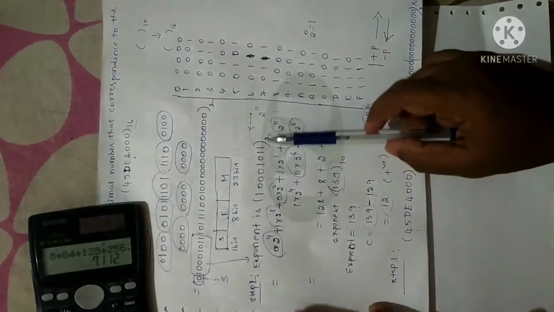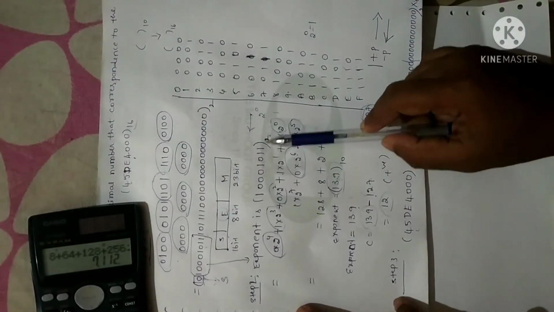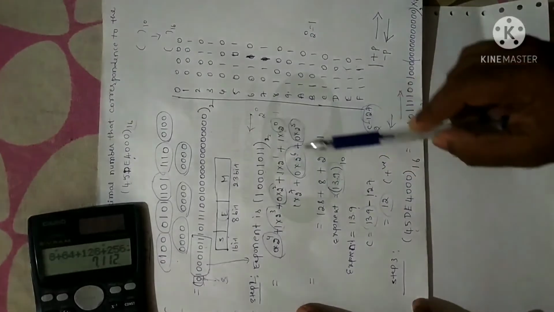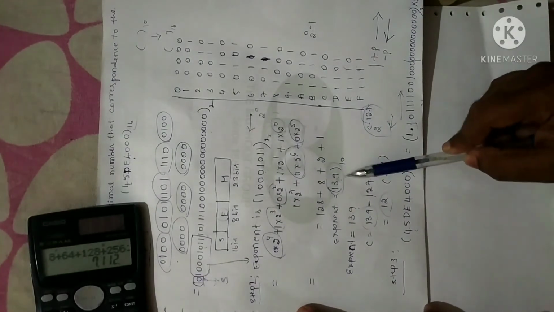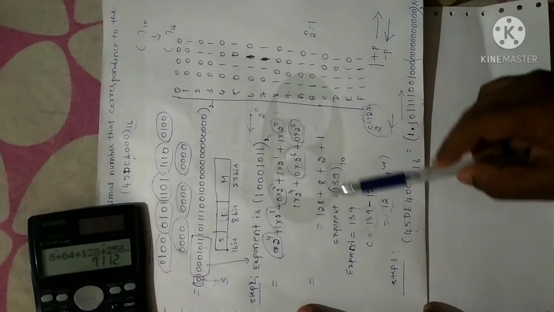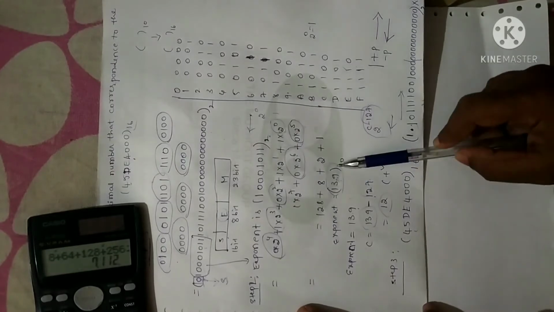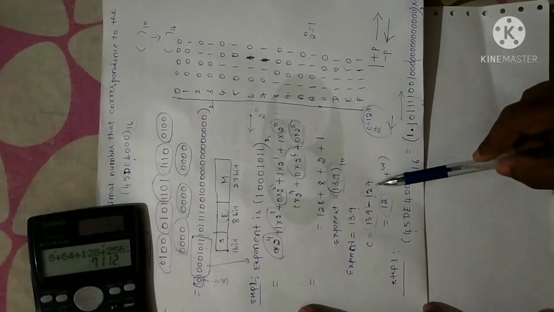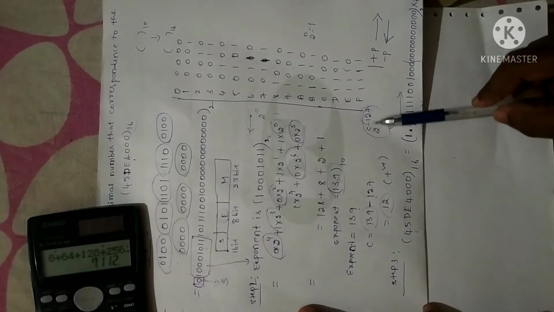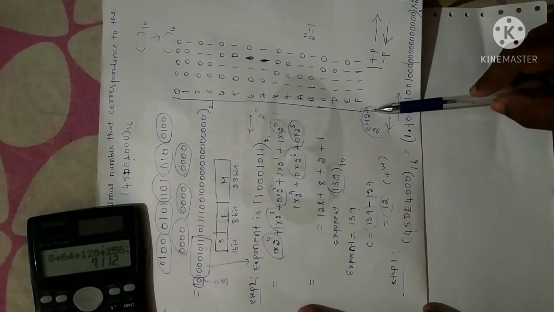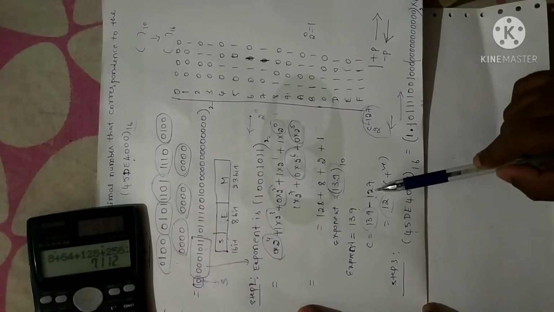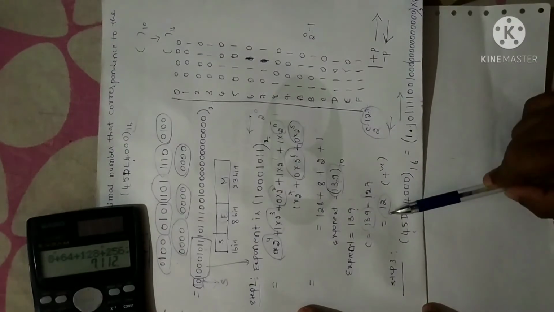Now I have converted the binary number. The exponent is in binary, so I have converted it in terms of decimal by multiplying by 2 power of 0 and so on. So this is what I have obtained. Now the exponent value we have to subtract from 127. Why? Because we have in the formula 2 power of c minus 127. In order to equate, I have subtracted it from 127. So I have obtained 12.